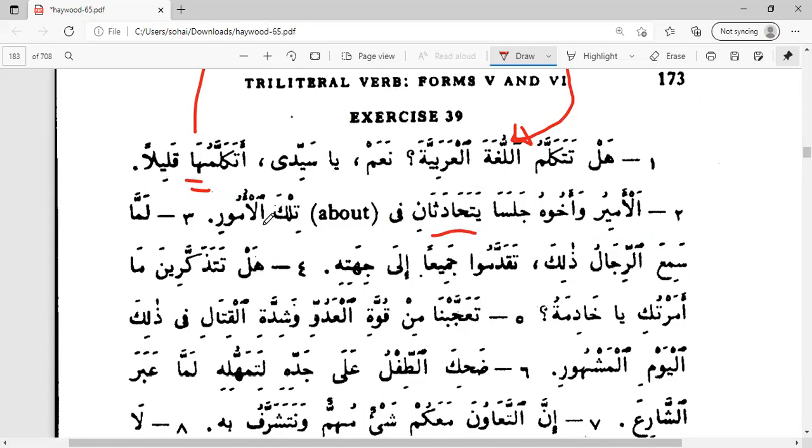Conversing together about those matters. Amur is the plural of amrun. Amrun means command, but amrun also means matter. So amurun means matters. That's why it goes with tilka, the feminine, because amurun is a broken plural. So, those matters.